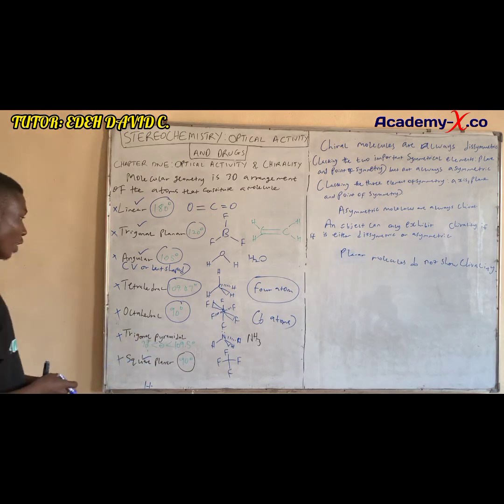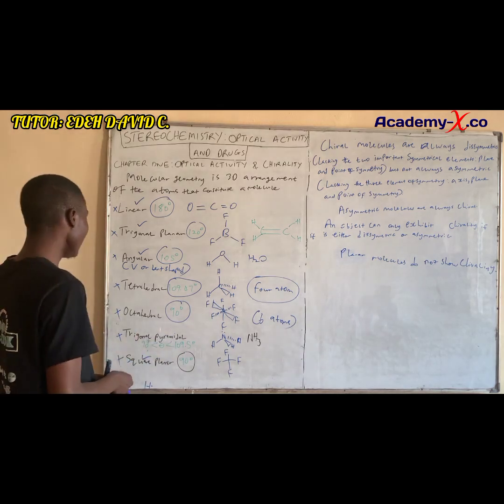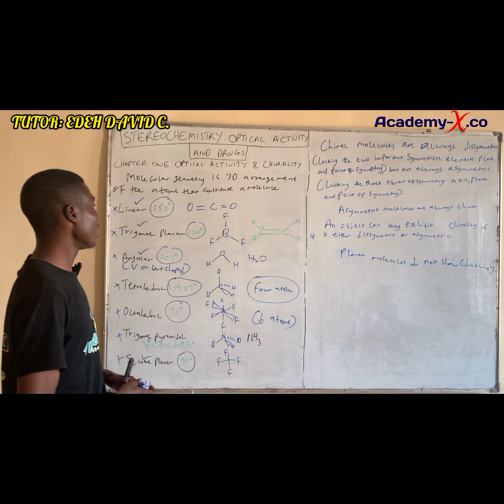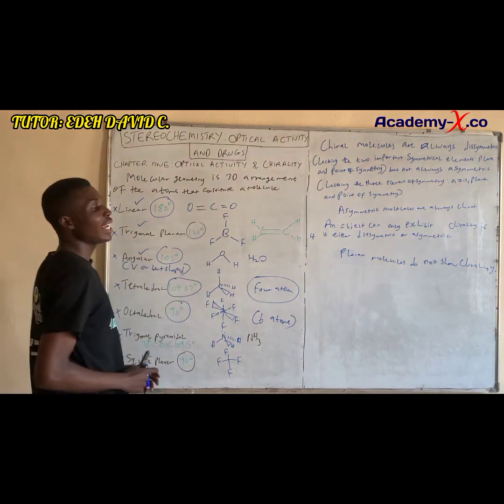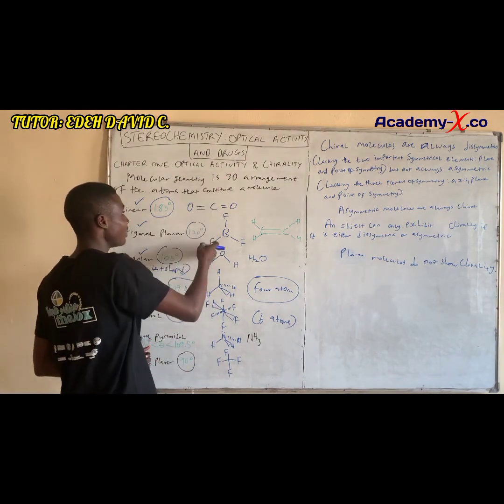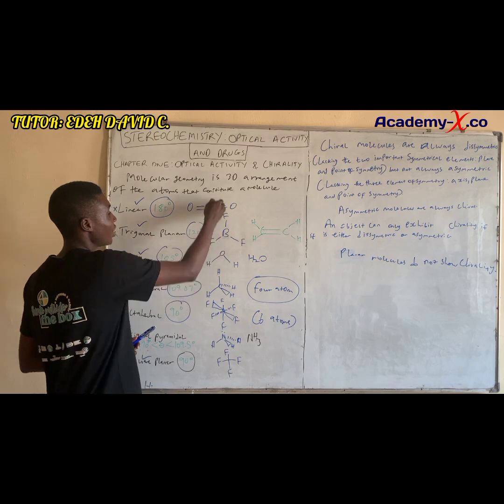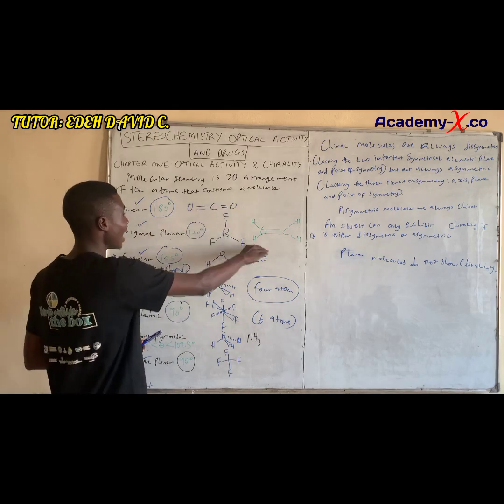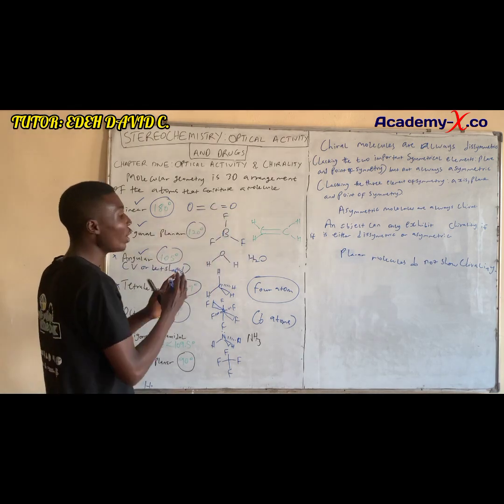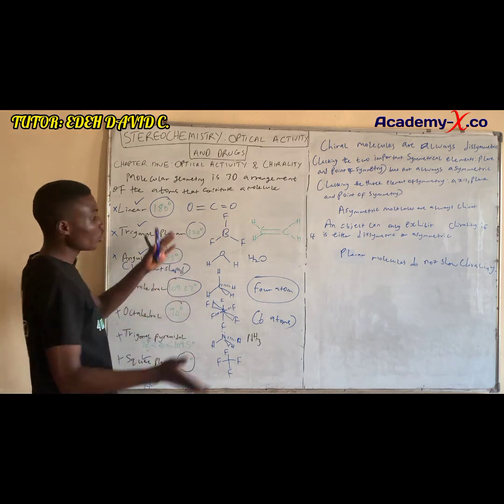The moment you check for plane of symmetry, yes, it will definitely have a plane of symmetry. This one has a plane of symmetry. You can divide it like this. This one has a plane of symmetry. You can divide it like this. Any way you choose to go is actually going to get you two sides.